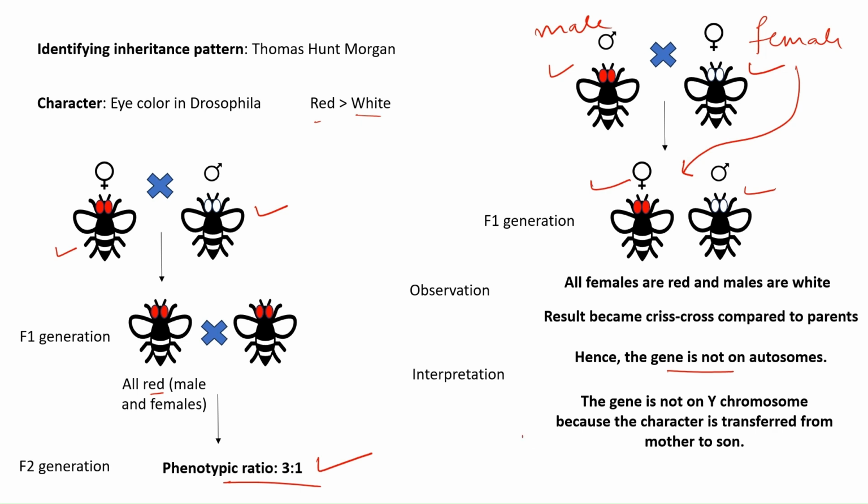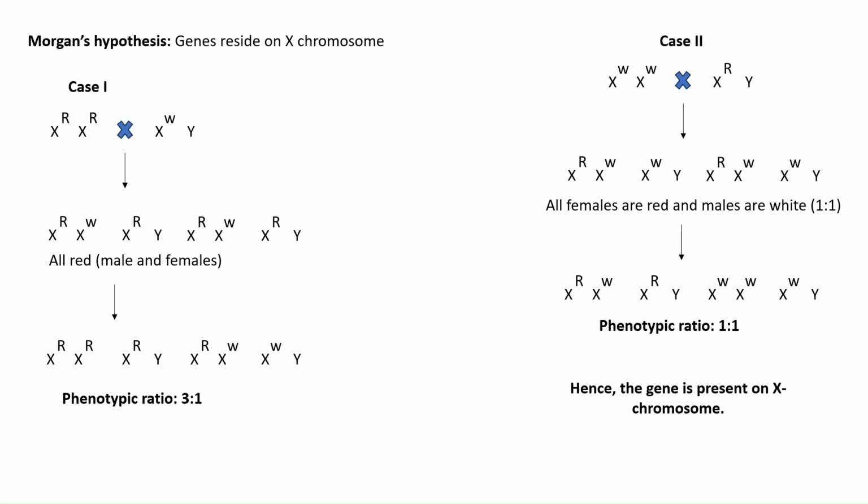Now, the second observation is that the female parent is white, but the male sons are white. That means the character transferred from female to male. That means the gene is not present on the Y chromosome, because females don't have the Y chromosome. In that case, it would not have been able to transfer from female parent to male progeny. So next, he hypothesized that the gene is definitely present on the X chromosome, but he had to prove that.